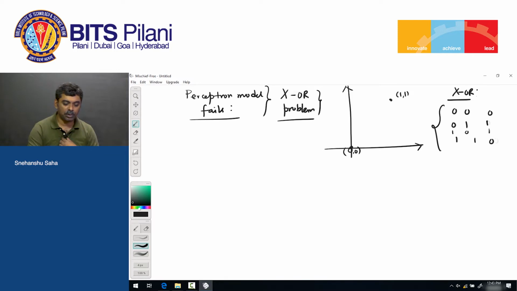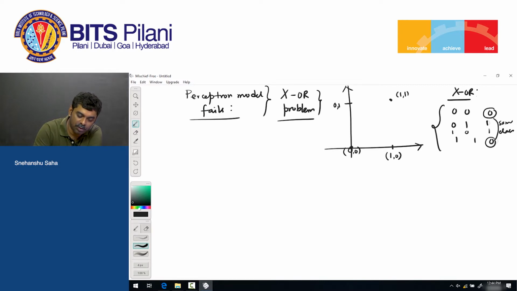Okay, your outputs are 0. All right, so these two actually belong to the same class, correct? Because that's your class level 0. Now you have 1, 0, which is over here, and 0, 1, which is over here. For both of these, your output class is 1, which is different. So these are the distribution of your data points.